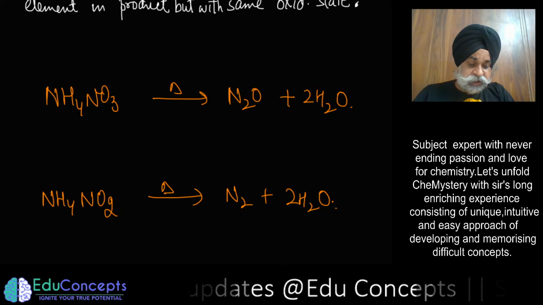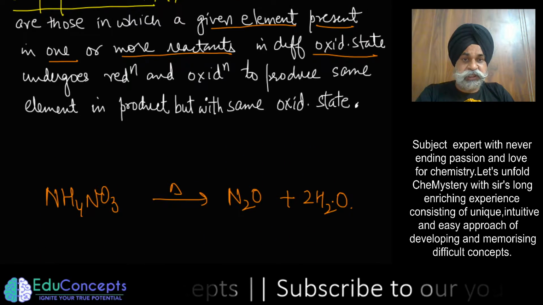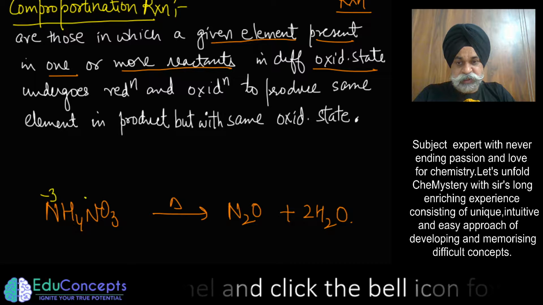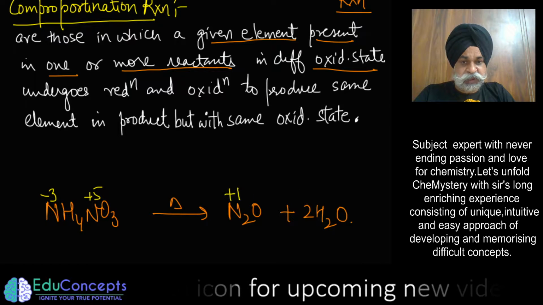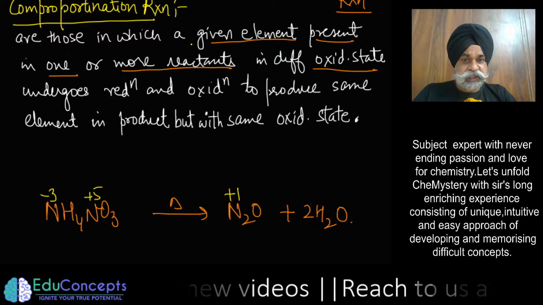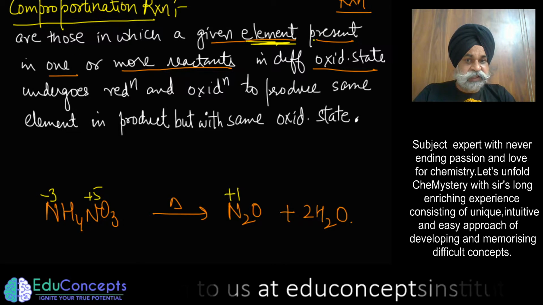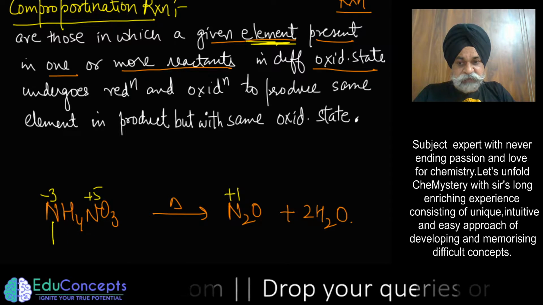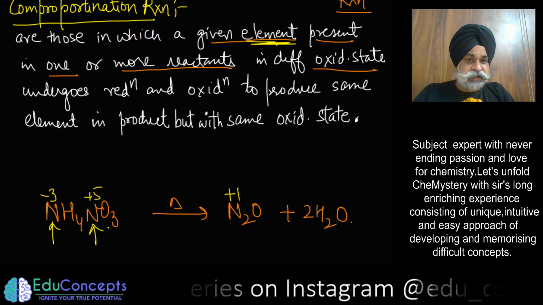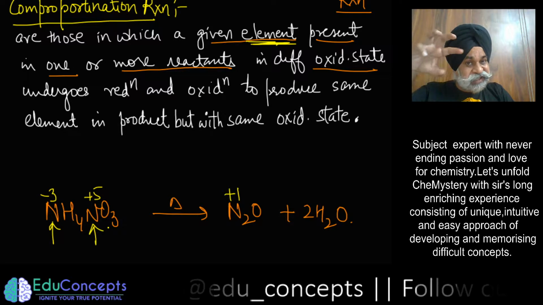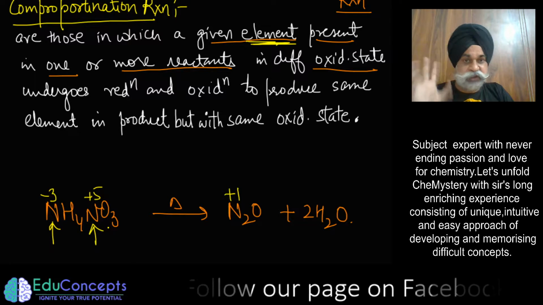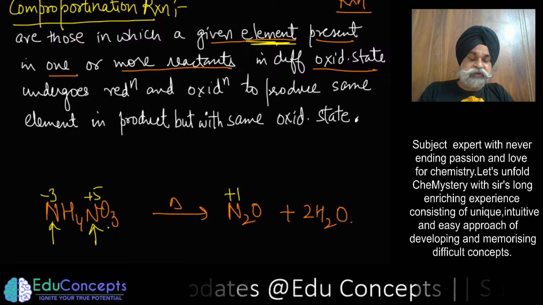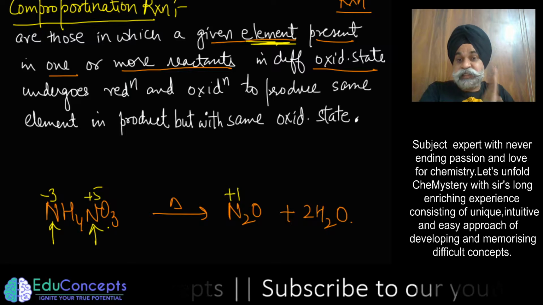Now first let me explain what exactly a comproportionation reaction is. Firstly, I would like to write the oxidation states here. This is -3, this is +5, and this is +1. Now see here, those reactions in which a given element is present in one or more reactants. The reactant here is one only, but the given element I am referring to is nitrogen. This nitrogen is undergoing oxidation as well as reduction, but in the given substrate, it is present in different oxidation states. During the reaction, it is going to give you nitrogen, but that nitrogen which we get on the product side has the same oxidation state.